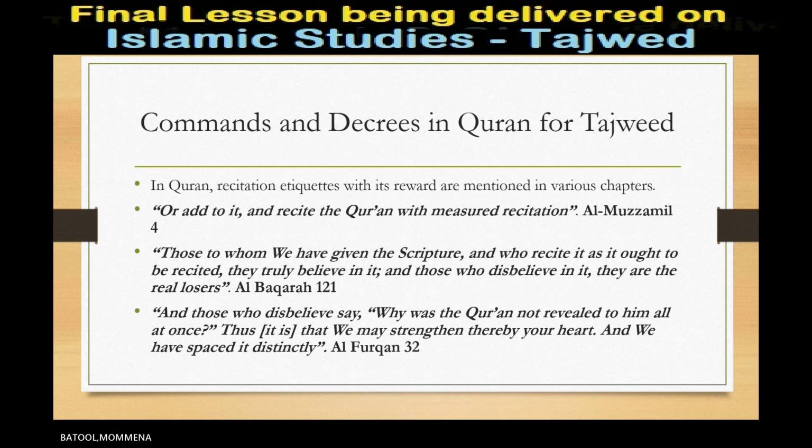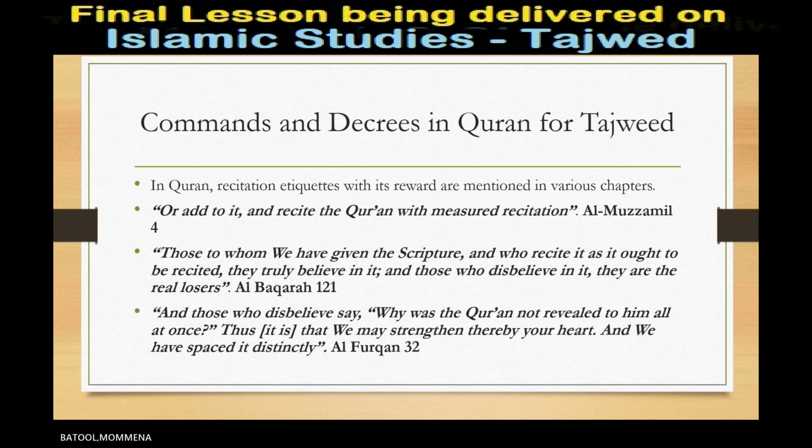All of you know which Surah Al-Baqarah is. It's the second surah, the most important one. There are so many beautiful life lessons, lifestyle rules, which we can follow to live as better Muslims. So it says that those to whom we have given the scripture and who recite it as it ought to be recited. So you have to recite it the way it has to be.